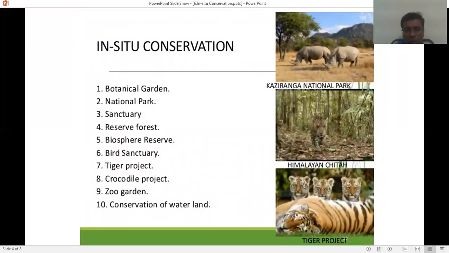So in the in situ conservation, these are the major parts. One is botanical gardens, second one is national parks, sanctuaries, reserve forests, biosphere reserve, bird sanctuary, tiger project, and crocodile project, zoo garden, conservation of wetland. So these are a few types of in situ conservation.